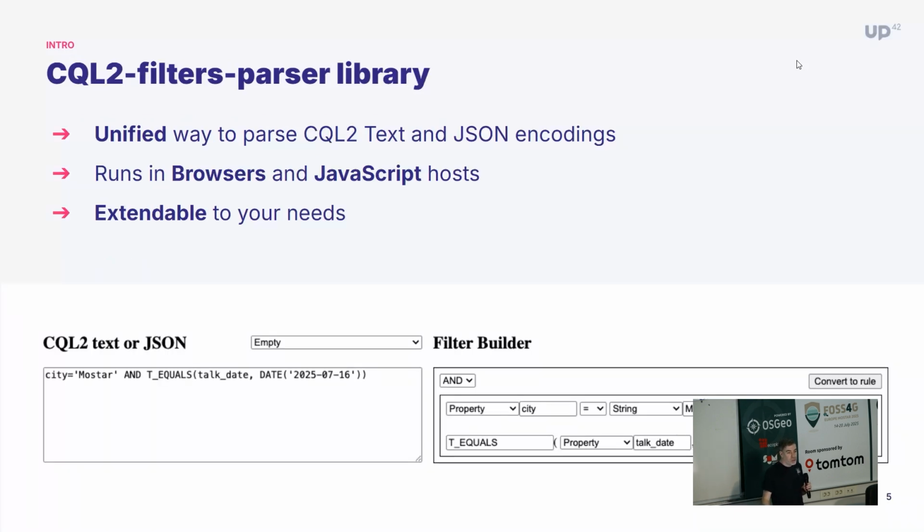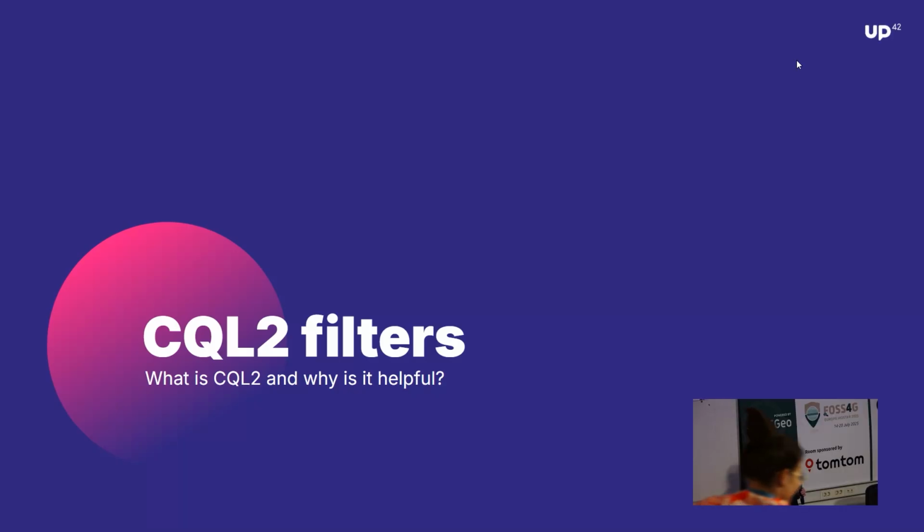So I want to introduce the CQL2 filter parser library. It's a library on NPM. It's a unified way to parse CQL text and JSON encoding. It runs on Node, on JavaScript, all other hosts. And it is extendable, and I will talk about it. At the bottom, this is a playground that shows what can be done with the library.